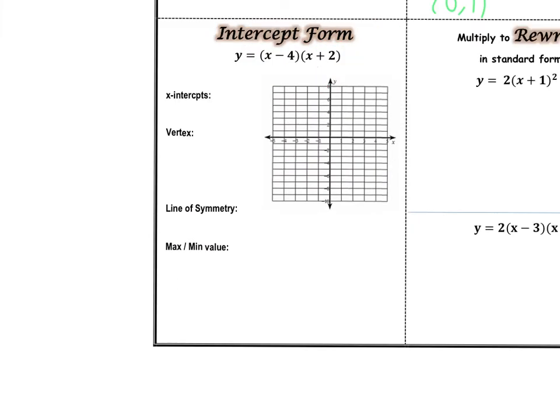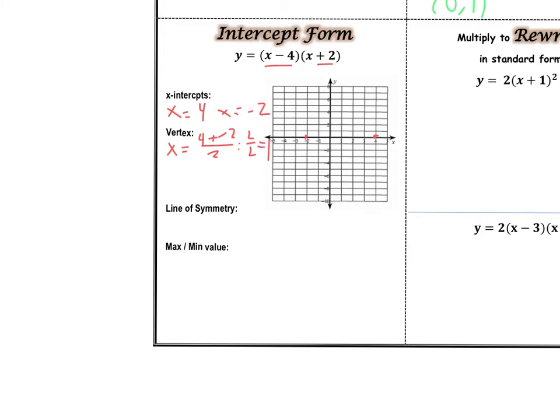All right, next up here we have intercept form. So our x-intercepts we have here, it's always the opposites of these numbers in here. So this is going to be x equals 4 and x equals -2. So I can graph those right here and right here. For the vertex, the x value is always the average of these two x-intercepts. It's always right in between these two x-intercepts. So if you want to do the average, you can add them together and then divide by 2. That's how you find the average. So 2/2, and the x value would be 1.